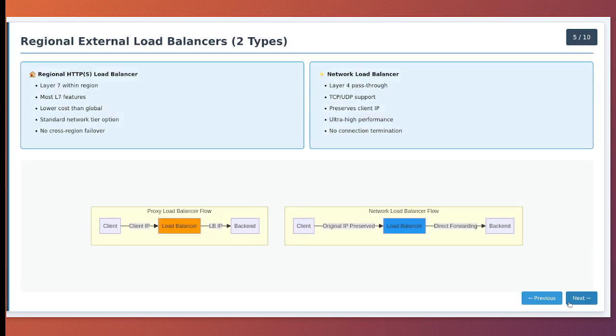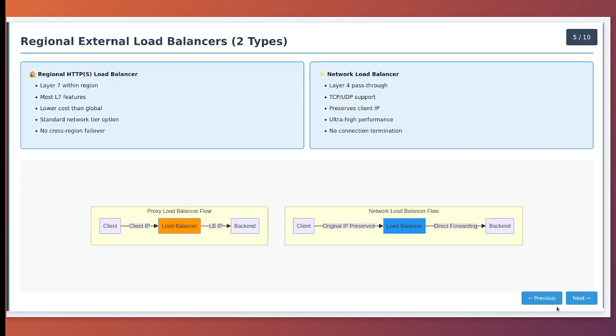Regional External Load Balancers. Regional external load balancers operate within a single region and are generally more cost-effective than their global counterparts. They're perfect when your users are concentrated in specific geographic areas or when you want to optimize costs while still providing external access.